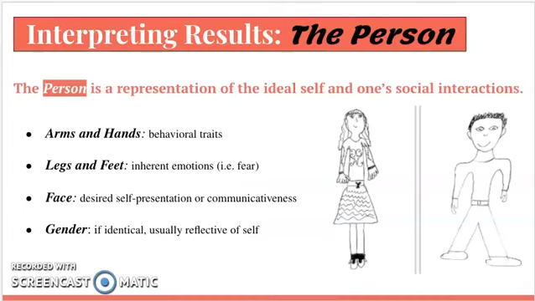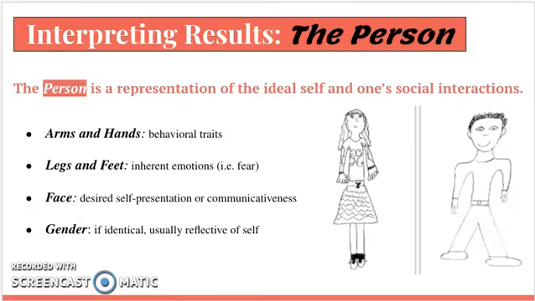And then when we think about the person drawing, we think of the person as a representation of the ideal self and one's social interactions. So in this drawing, the examiner would pay close attention to the arms and hands for behavioral traits, the legs and feet for inherent emotions, maybe fear, maybe a closed stance is closed off, whereas an open stance is more open and accessible emotionally. We would look at the face for a desired self-presentation or communicativeness.